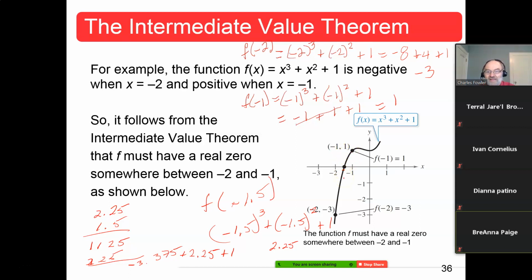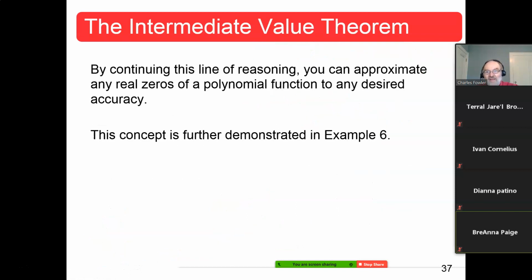So you keep narrowing it down. Plug in, say, rather than -1.5, I would say -1.4 because that looks pretty close. Keep doing that until you get something above, and then you basically sandwich it in. Okay, it's somewhere between -2 and -1. We know it's between -1.5 and -1, so I would have guessed -1.4. Okay, but anyway, I did more than they wanted you to do there. By continuing this line of reasoning, you can approximate any real zero of a polynomial function to any desired accuracy. It will take a while, but you can do it.